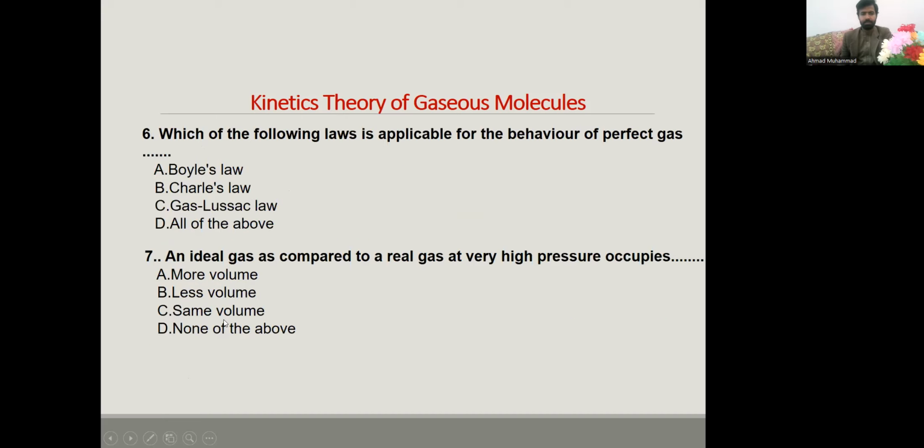Which one of the following laws is applicable for the behavior of perfect gases? First option is Boyle's law, second is Charles' law, third is gas law, and D is all of the above. So the right option is D, all of the above. Seventh question is that an ideal gas compared to a real gas at very high pressure occupies more volume, less volume, small volume, or none of the above. Actually, the right option is option number B, less volume.